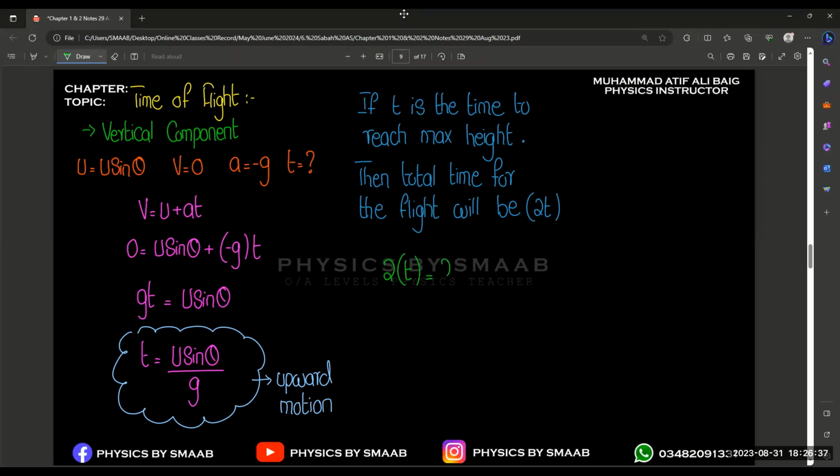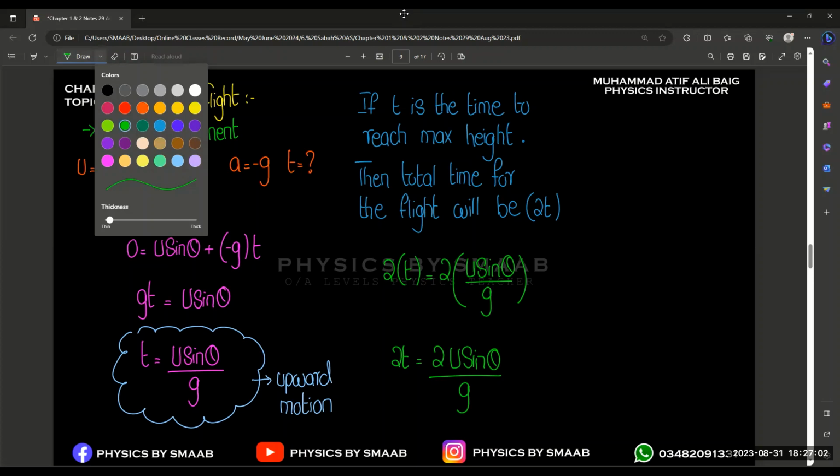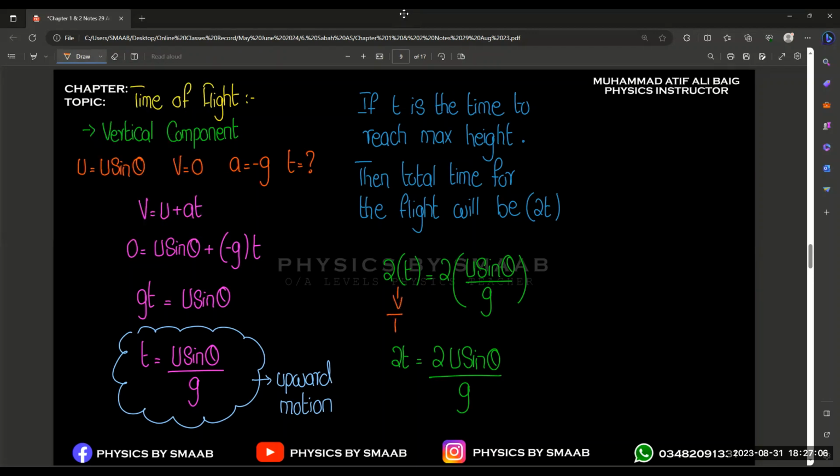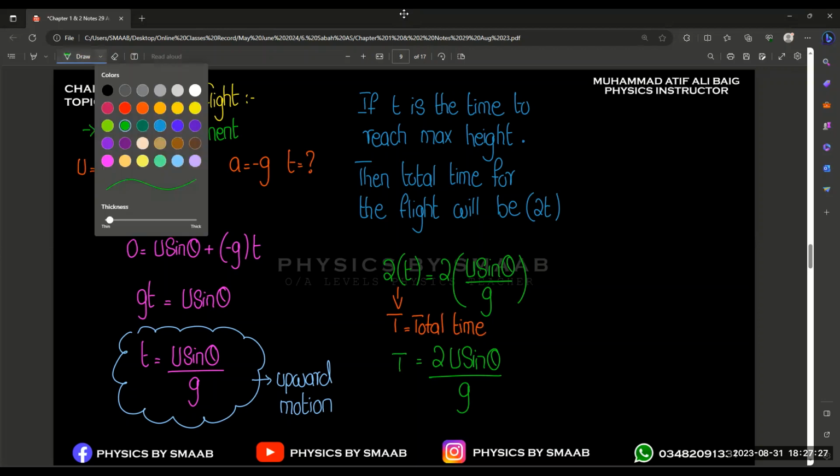Multiply just 2 on both sides. So basically, we may write this 2t as capital T. Let's suppose this capital T gives you the concept of total time. So we just replace this 2t with capital T. So this is the formula for the time of flight, right?